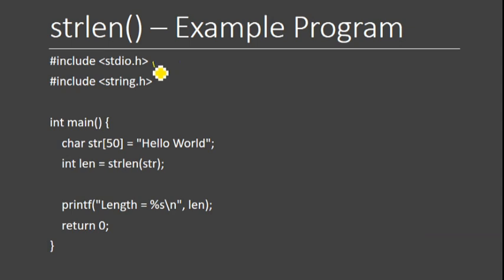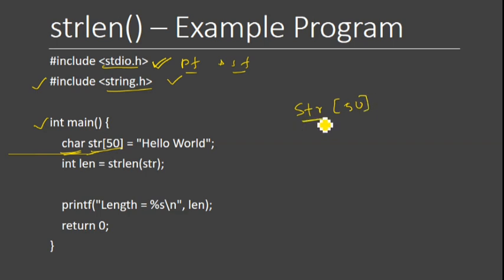So #include <stdio.h>. A C program starts with the standard input output header file because printf and scanf functions are predefined in stdio.h. Now we should include another header file, string.h, because all the string functions are predefined in the string.h header file. This is the main function. I'm declaring a character array, str is a variable name and the size is 50, so we can store up to 50 characters.